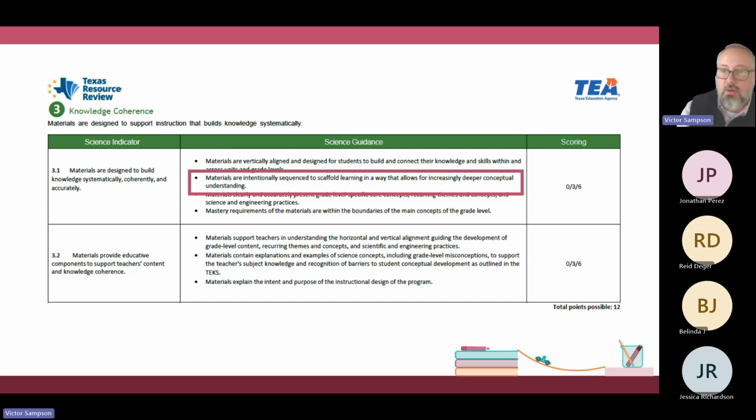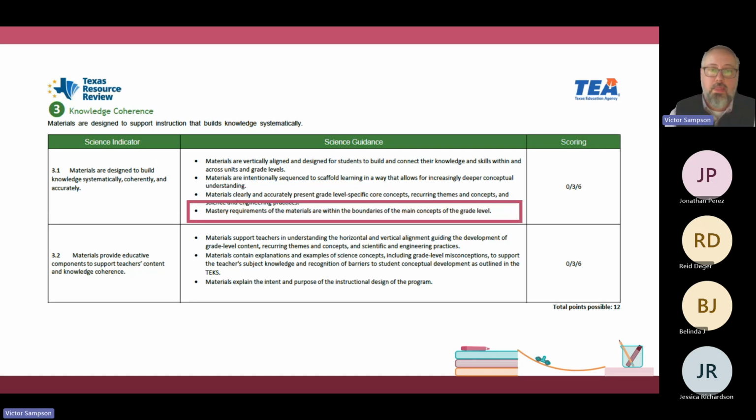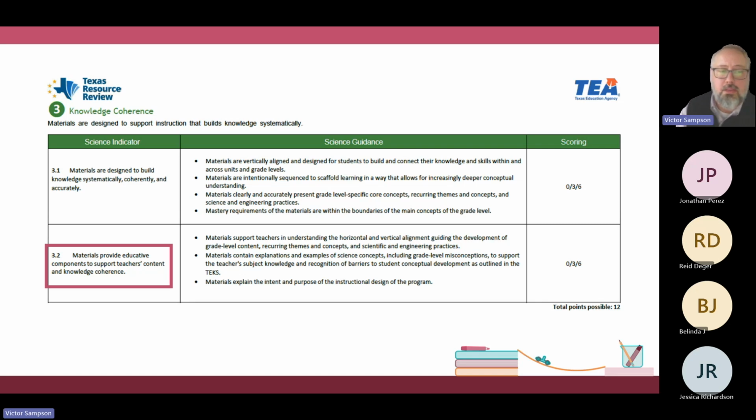Materials are intentionally sequenced to scaffold learning and allow for increased or deeper understanding. So the idea is that the sequence should help kids learn and develop deeper understanding. Materials clearly and accurately present the concepts, so there's nothing wrong in the materials. And then there are mastery requirements that say what kids should be doing to demonstrate that they have achieved the different standards. The next indicator is thinking about how this provides components for teacher support, which is kind of curious because it's under content, and there's already a category for educator support, but it makes its way into this as well.